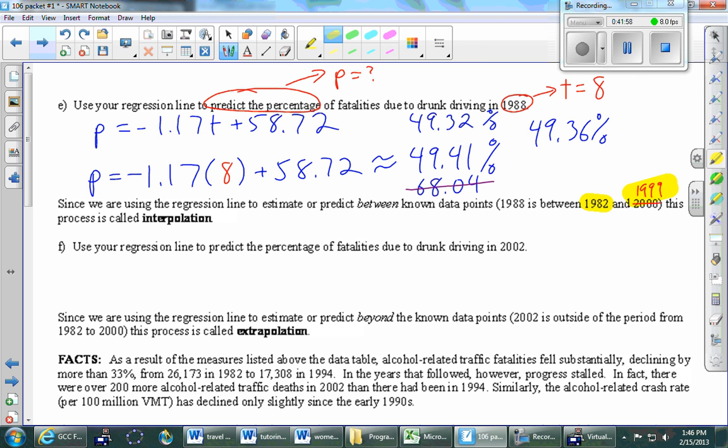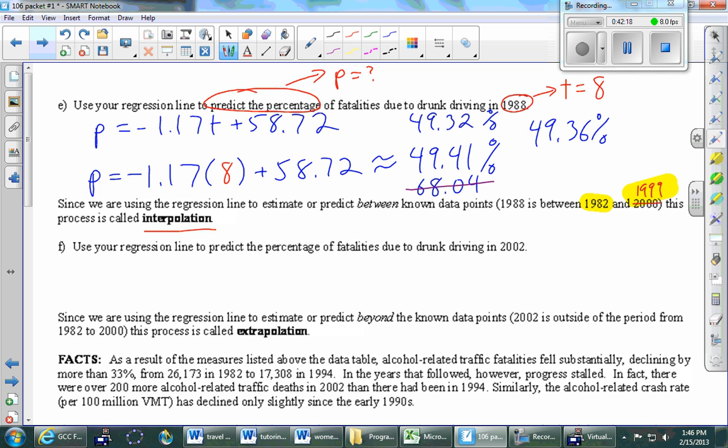So if you are trying to estimate something in between the first and the last, and in this case we were looking at 1988, which is definitely in between, it's in the middle of the table somewhere, right? Even though it wasn't exactly in the table, then that thing is called interpolation.